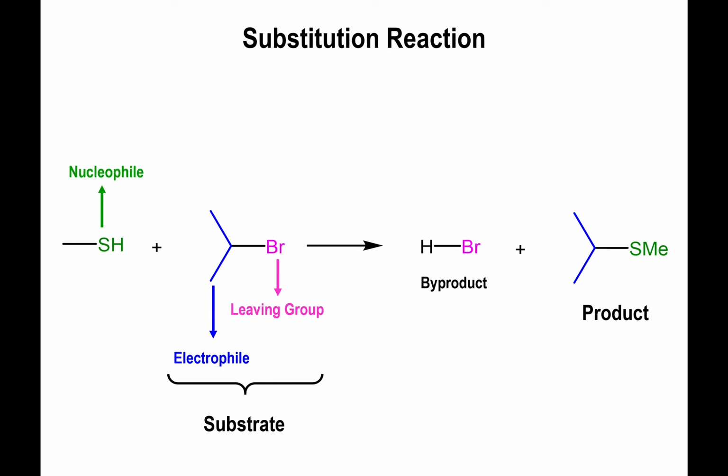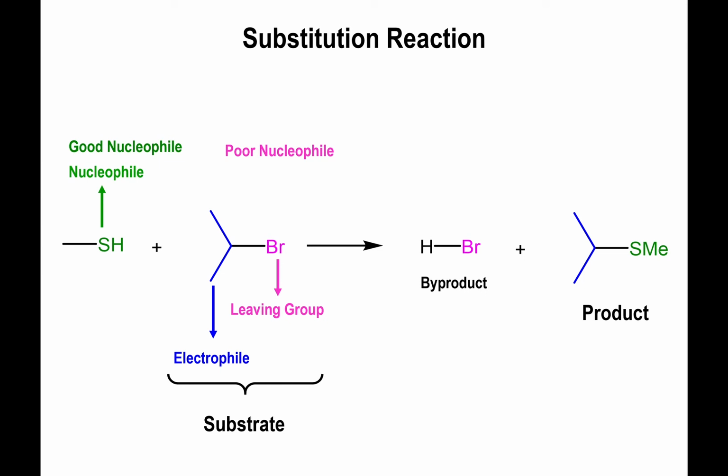The leaving group is going to derive from that strong conjugate acid. So when you look at this, you can see that sulfur is one of those elements that is below the second row, so it has a little less electronegativity, and it's a good nucleophile.